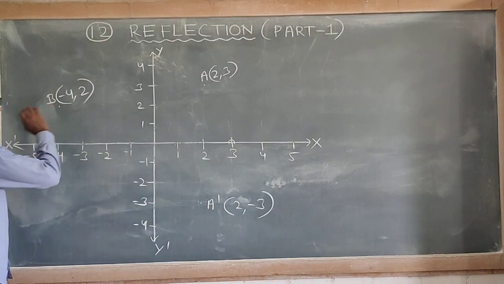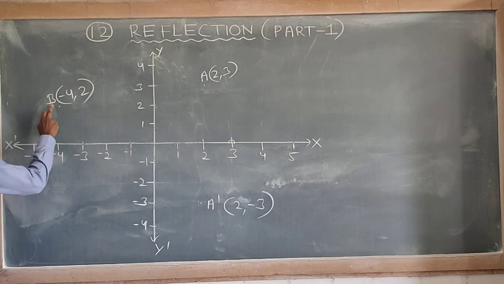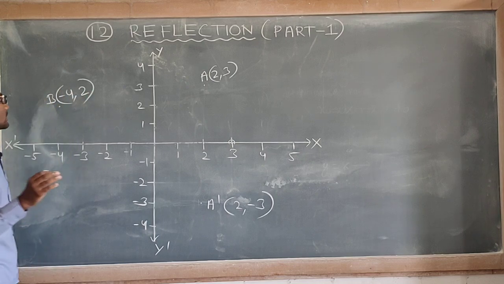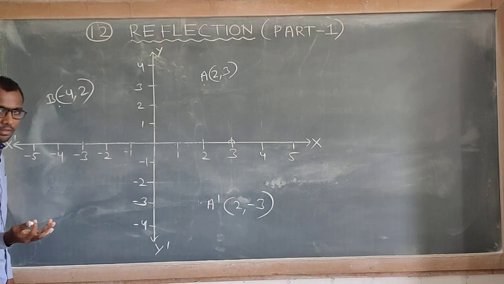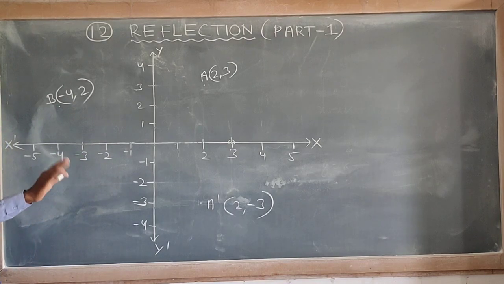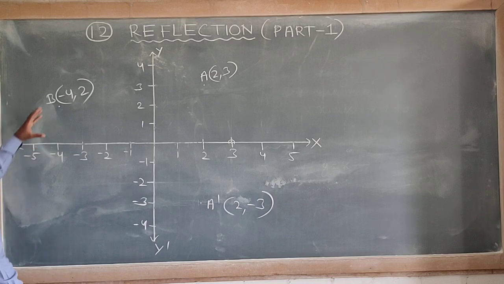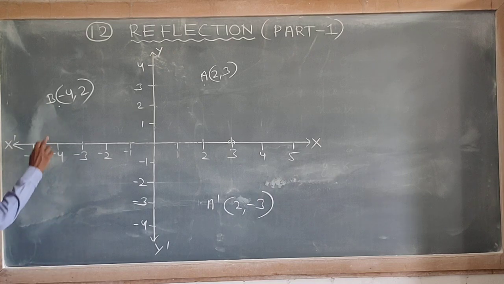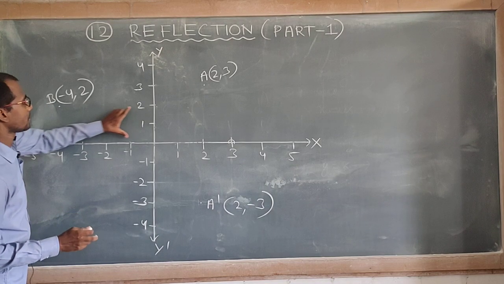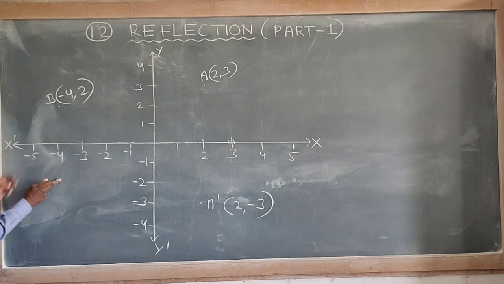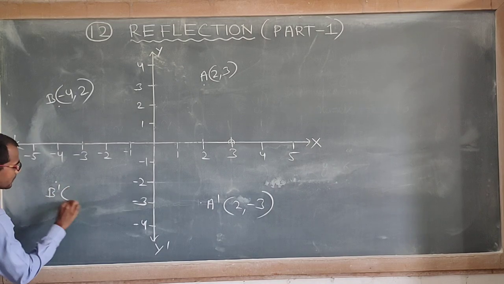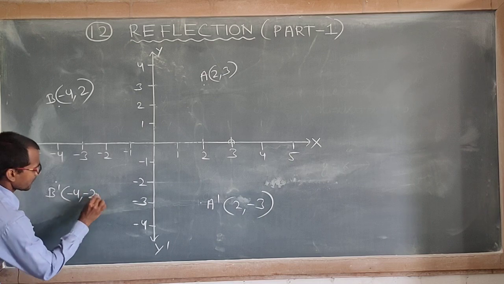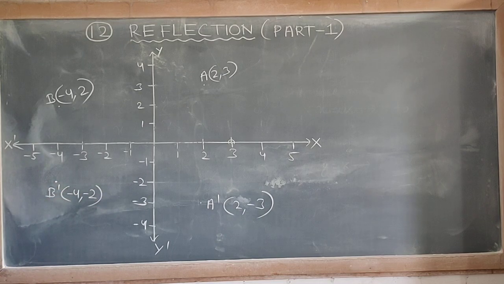Now let us go for B. The coordinates of B are minus 4, 2. Let us reflect point B again in the x-axis. Let us see where its image is formed. Again following the laws of reflection, object distance is equal to image distance. You can see this is 2. So 2 here means this is B dash, minus 4, minus 2.